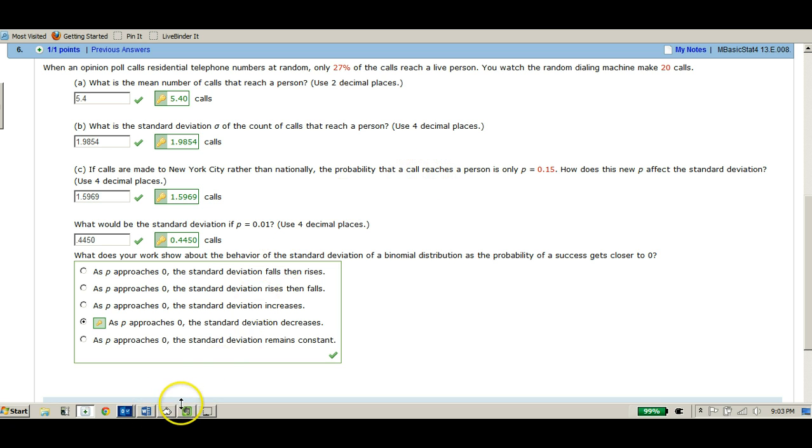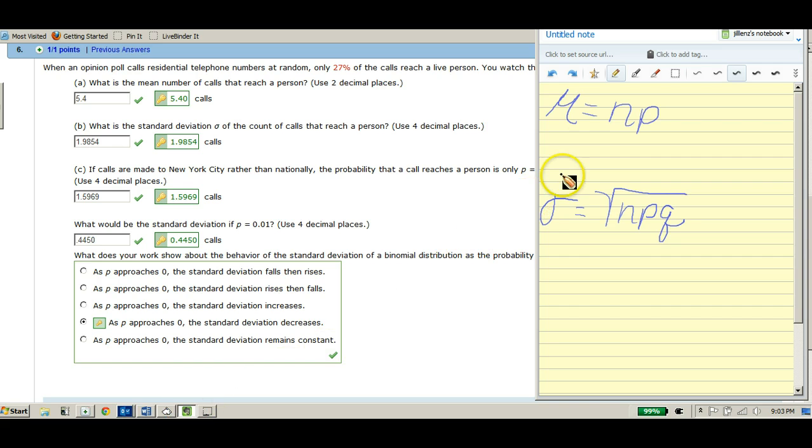In a binomial distribution, the mean mu is equal to n times p, where n is the number, p is the probability or the proportion. So in this case, the mean would be equal to n, which is 20 calls, times p, the proportion, 27%, which is 0.27. So 20 times 0.27 is equal to 5.40 calls.